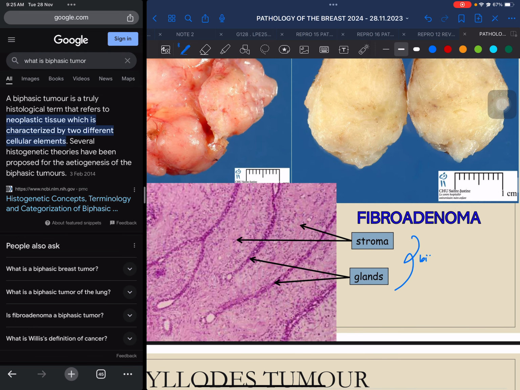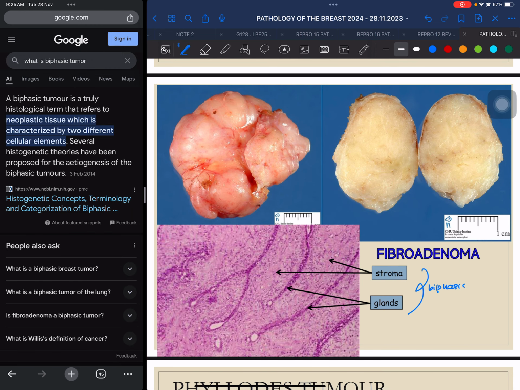They appear as a slit-like opening. They are compressed because the surrounding fibrous tissue, or stromal component, is proliferating. That's why they appear like a slit-like opening.